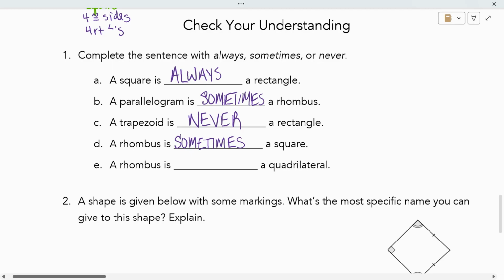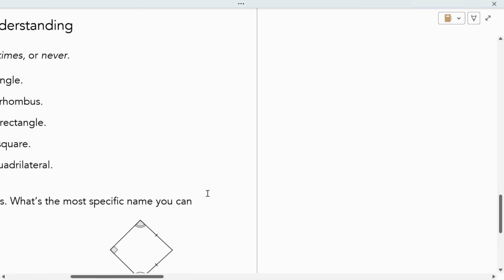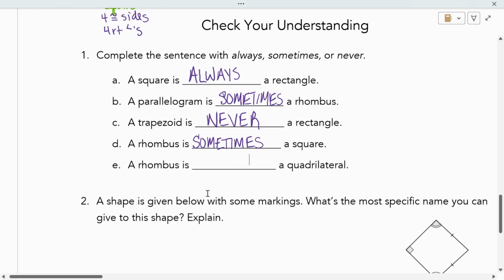Okay. A rhombus is blank a quadrilateral. Is a rhombus always, sometimes, never a quadrilateral? Always, siempre. Always. Right? Quadrilateral means it just has 4 sides. That's always true about a rhombus. Okay? All right.